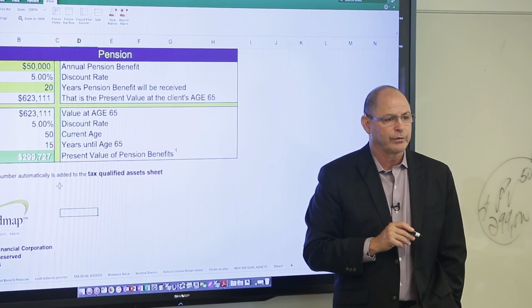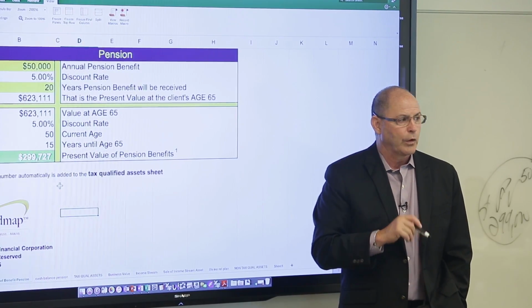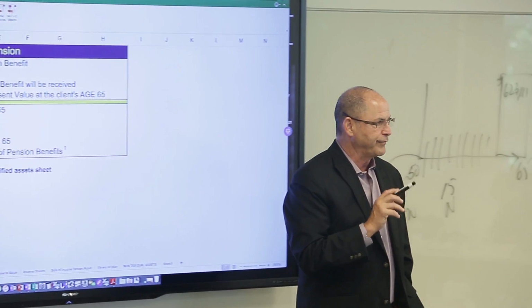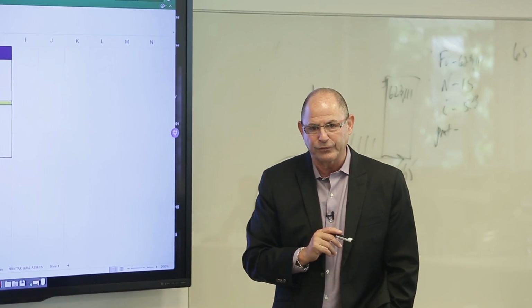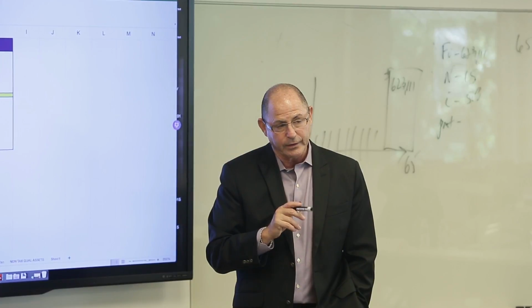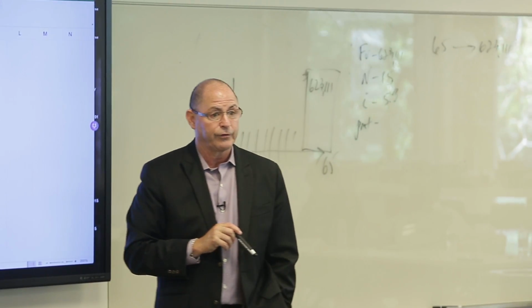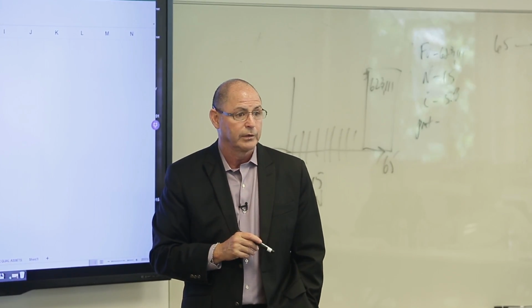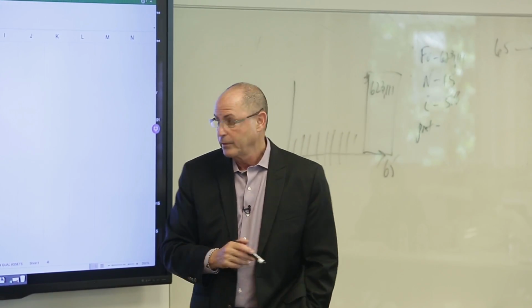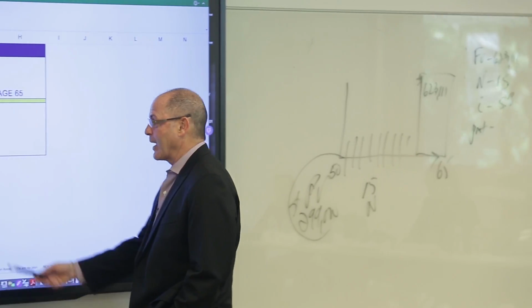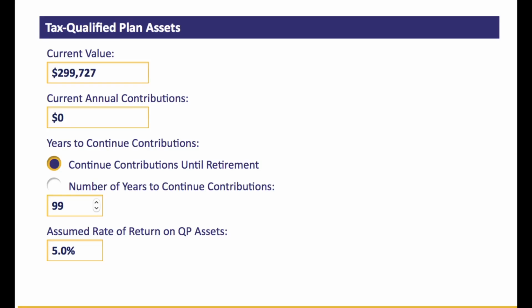Based on what interest rate assumption? 5%. So the present value of a $50,000 annual pension benefit for 20 years that begins 15 years from today, assuming a 5% rate of return, is how much? $299,000. And you add that to your tax qualified assets. How would you solve for the payment? I would do that on my HP calculator.